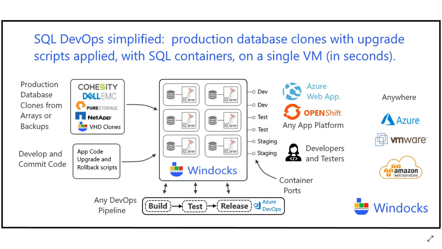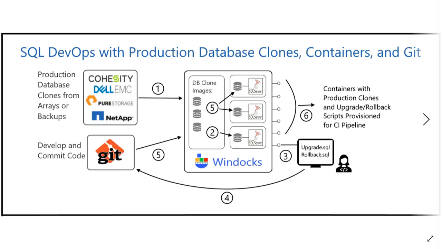Today we're looking at how a single VM with SQL Server containers and secure production database clones is combined with Git and the Azure DevOps pipeline to support an efficient continuous integration process. SQL Server containers and production database clones and Git work together in a series of steps.